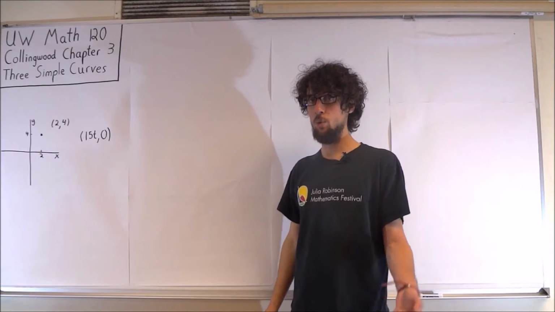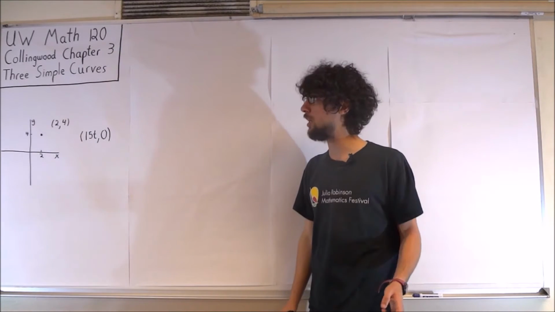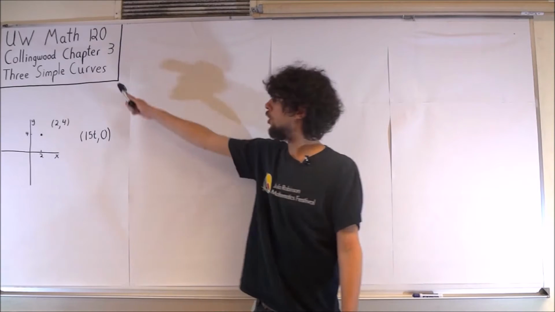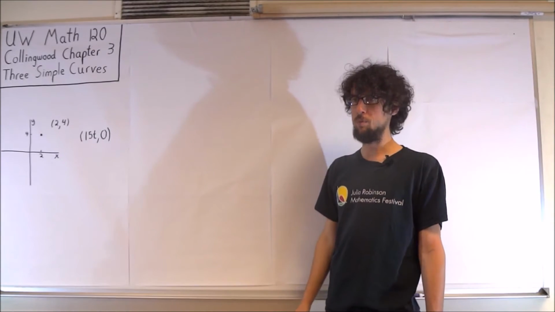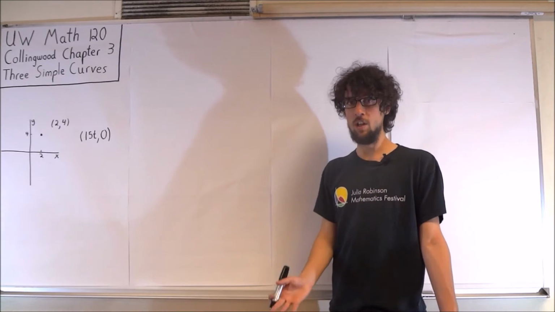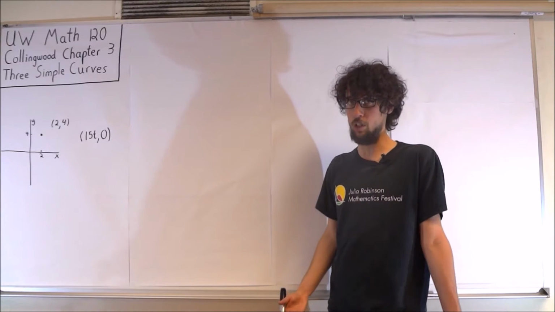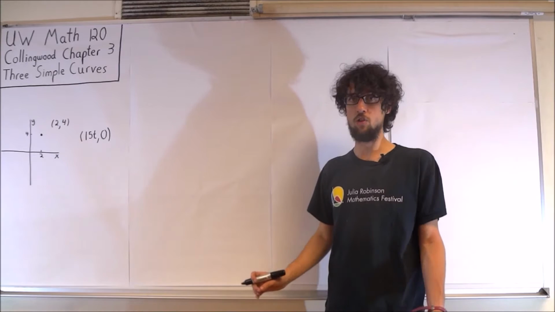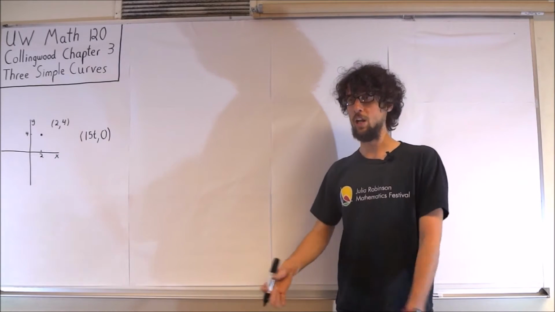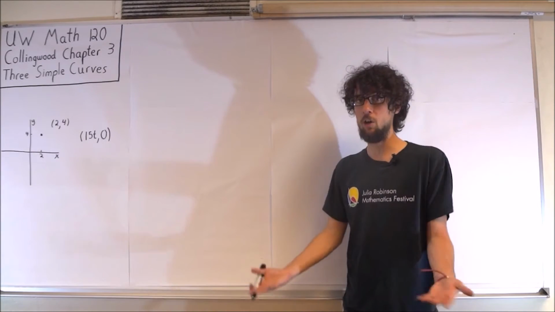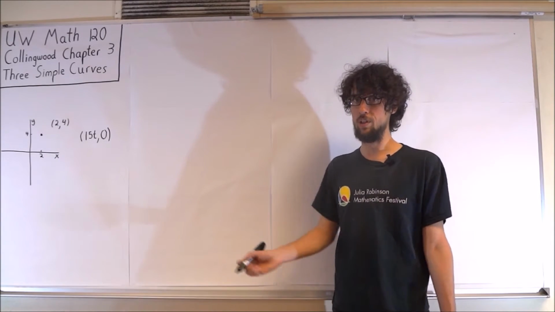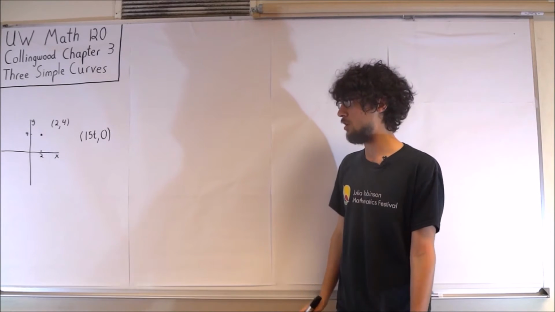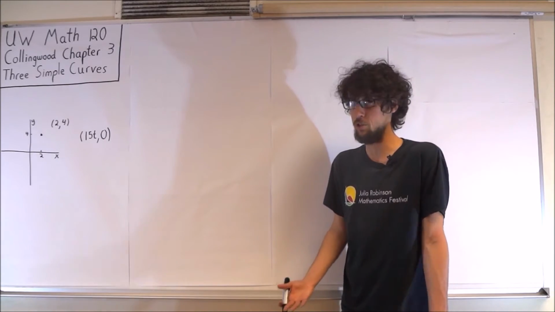In Chapter 3, we shift our perspective. Instead of looking at points, we look at curves. What exactly do we mean by a curve? A curve does not necessarily mean something curvy. A curve could be completely straight. A curve could have right angles. What we mean by a curve, loosely speaking, is something that you could draw with a single stroke of a pencil. So for example, we might look at this curve.